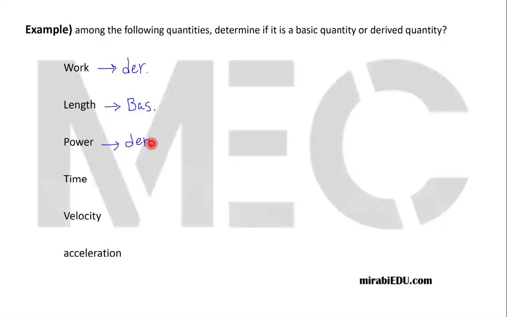We know 7 basic quantities: length, mass, time, amount of matter, luminous intensity, temperature, and electric current. So by knowing these, we can determine if it's a basic quantity or derived quantity. Time is a basic quantity. Velocity is a derived quantity. Acceleration is a derived quantity.